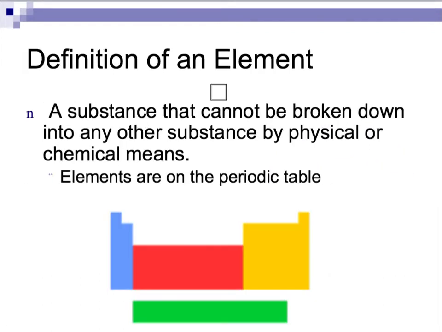So just a reminder of the definition of an element. An element is a substance that cannot be broken down into any other substance by physical or chemical means. And again, we see them on the periodic table. So that's the way we've arranged them to be able to organize them based on their characteristics. And we're going to pretty much get sick of the periodic table in the second 9 weeks, to be honest, because we'll spend a lot of time studying it and figuring out why it's set up the way it is. But an element is basically a type of atom.